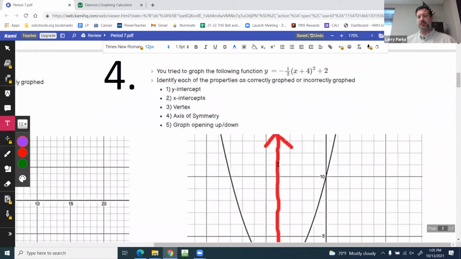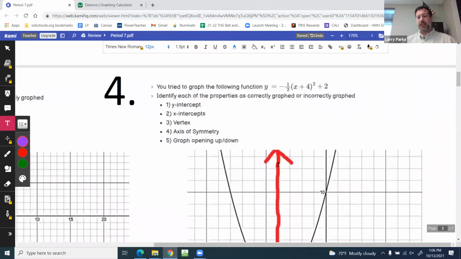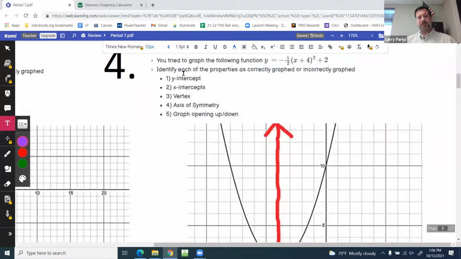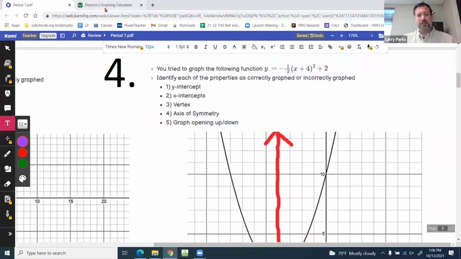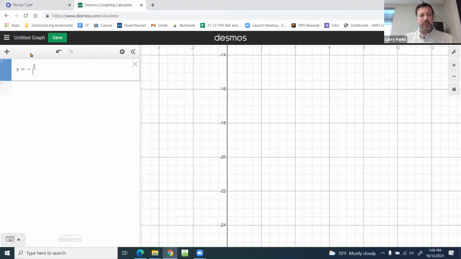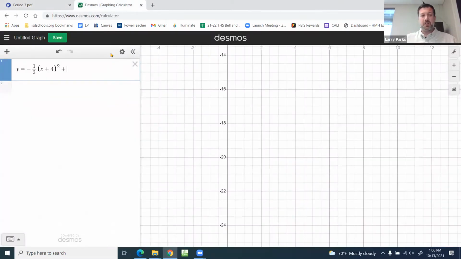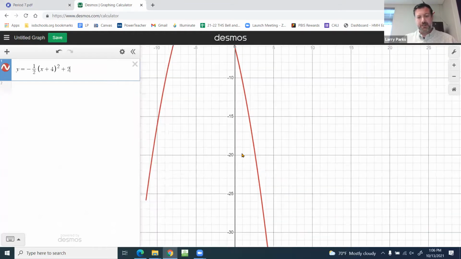Okay, number 4, kind of the same process. You go and it says you tried to graph this below. Identify each of the properties as correctly graphed or incorrectly graphed. So y-intercept. And I have to type that in real fast. Y equals negative 1/2 (x plus 4) squared plus 2. This is my correct graph.